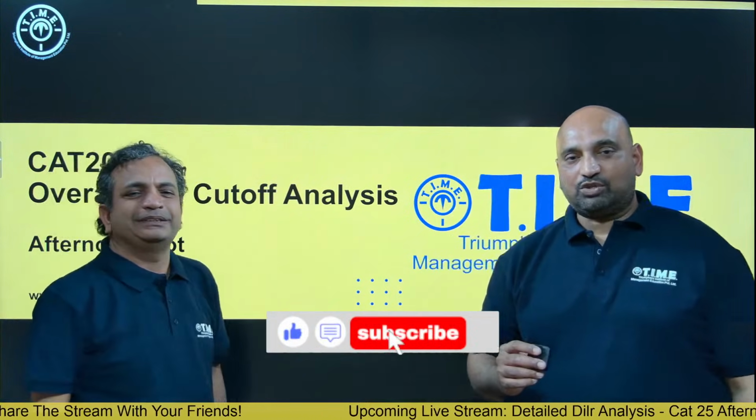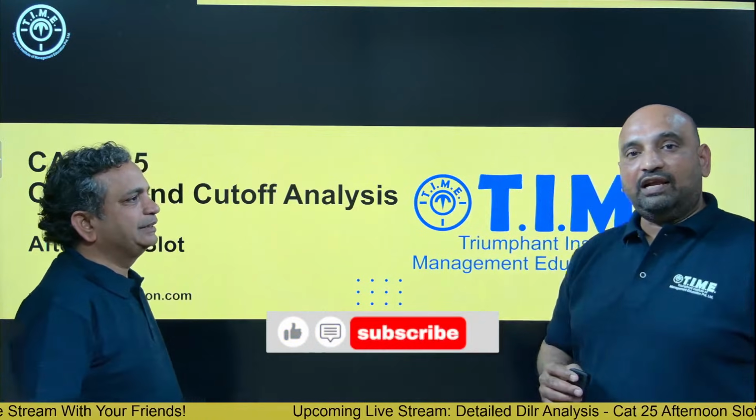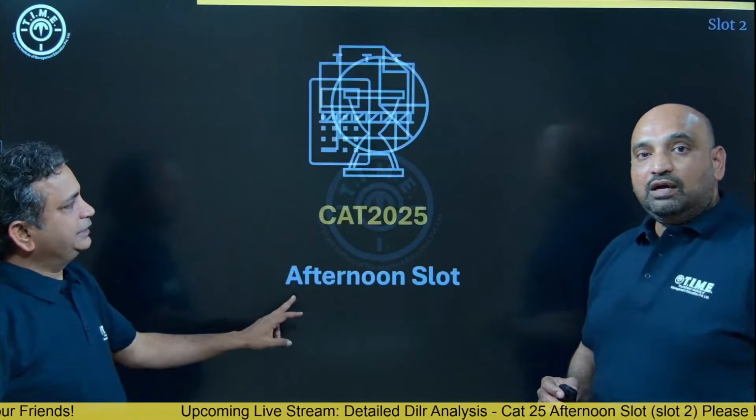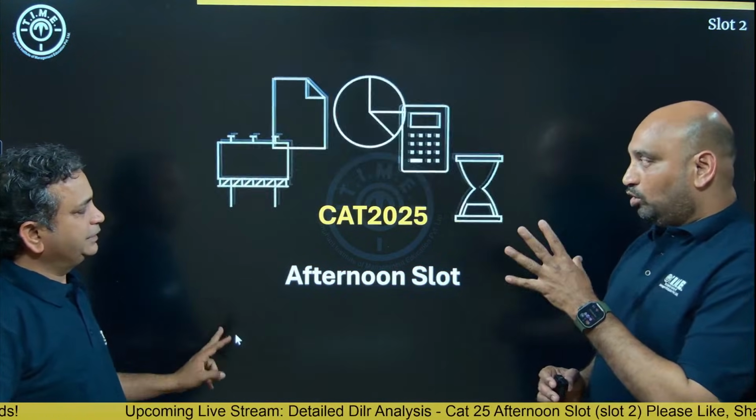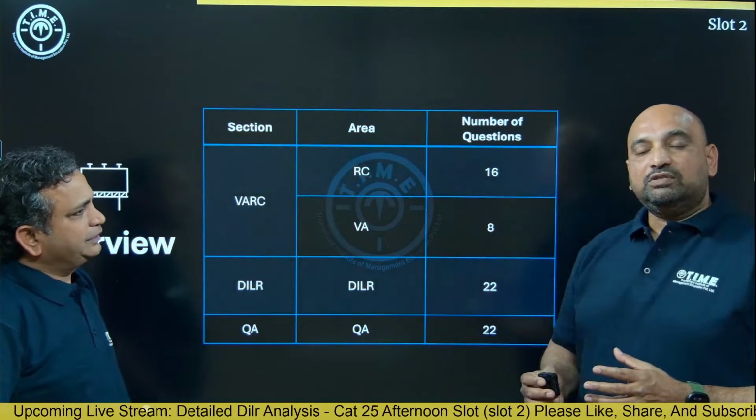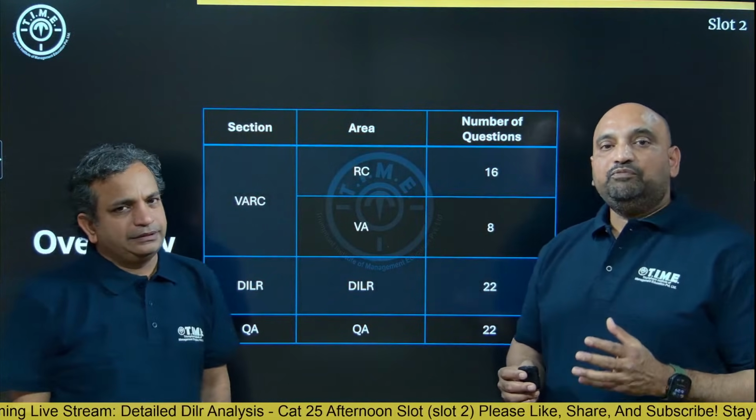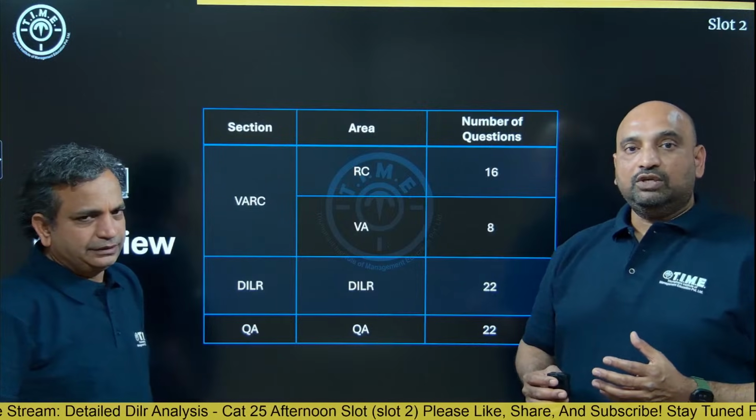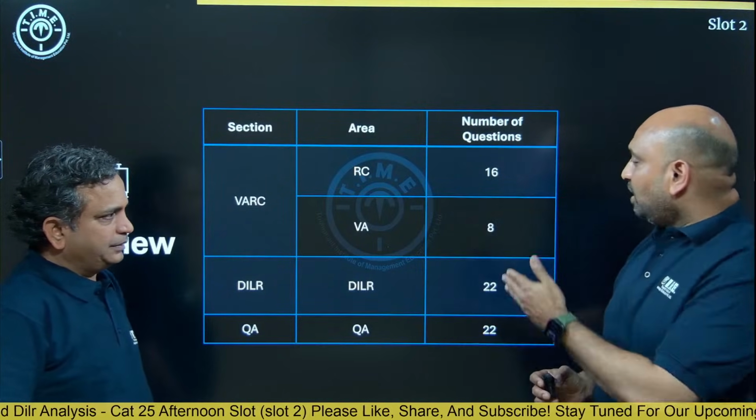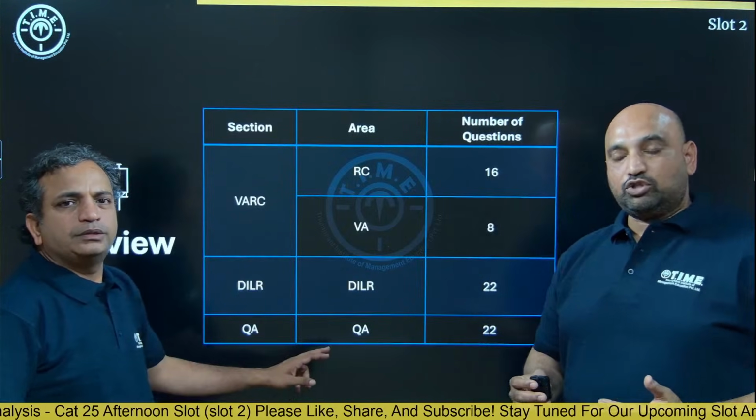Good evening, friends. Let's quickly look at the overall and cutoff analysis for the afternoon slot. We'll start with the overall weightage of the paper and how it looked. The afternoon slot followed the norms. It had 24 questions in the VARC section, 22 questions in DILR, and 22 questions in the quant section. And this is the way the breakup looks.